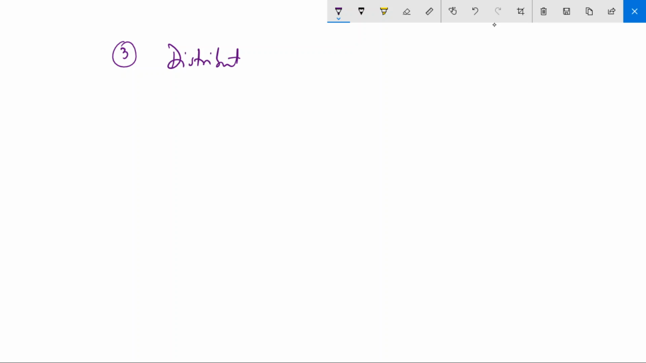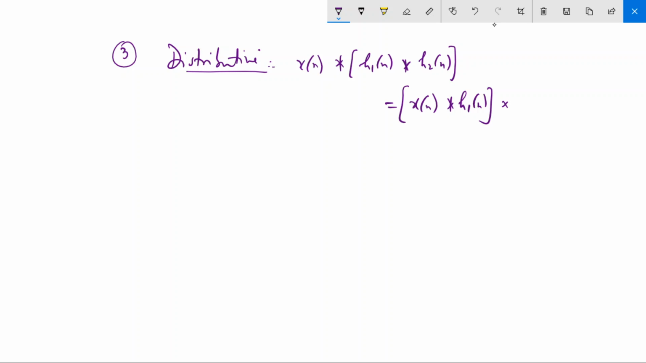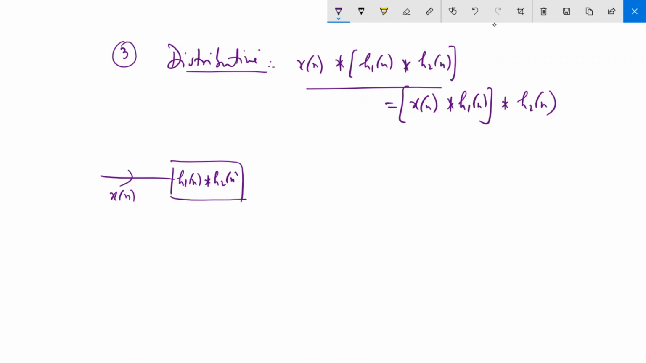And the third one is distributive, which says that x[n] convolved with (h1[n] convolved with h2[n]) is equal to x[n] convolved with h1[n], then the convolution of this with h2[n]. Okay, again, if you interpret this equation, on the left hand side you have a system with input x[n] and the response is h1[n] convolved with h2[n].